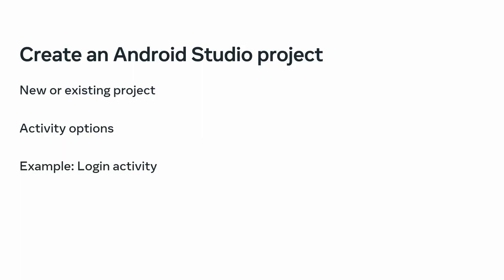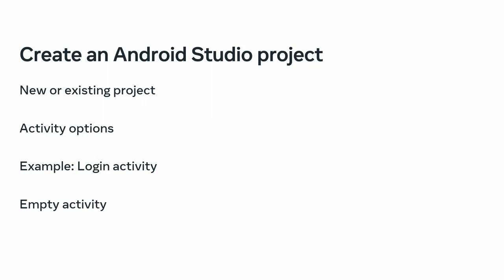For example, you can choose login activity, and Android Studio will provide the source code for basic login functionality, such as username and password fields, login button, and so on. You do not have to select any activity options. However, typically, there is at least one activity in every Android project.